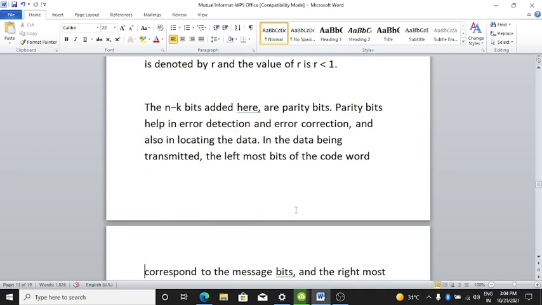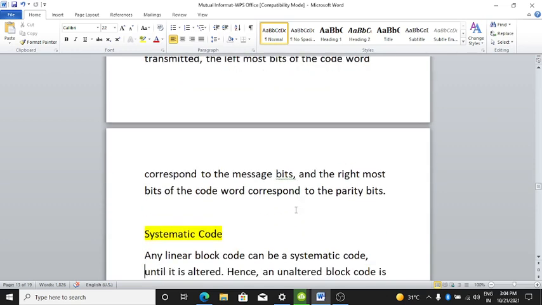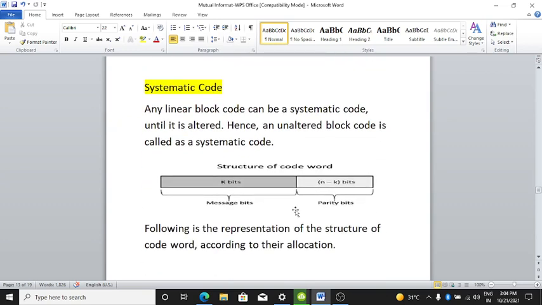The n minus k bits added here are the parity bits. Parity bits help in error detection and error correction, and also in locating the data being transmitted. The leftmost bits of the code correspond to the message bits and the rightmost bits of the code correspond to the parity bits. Okay, systematic code.